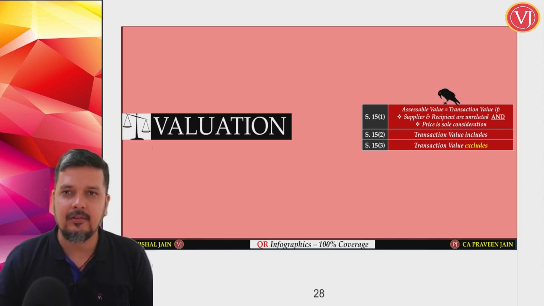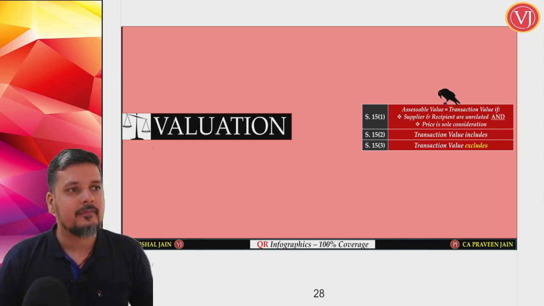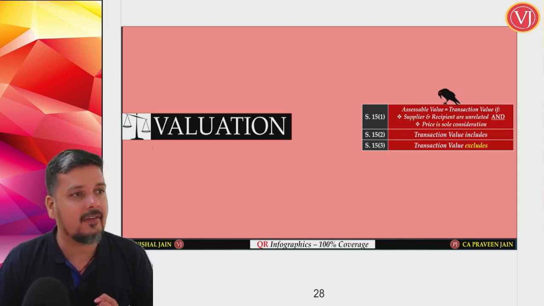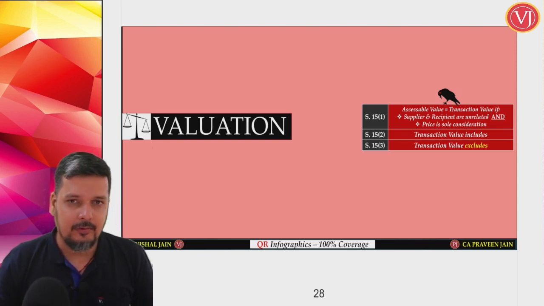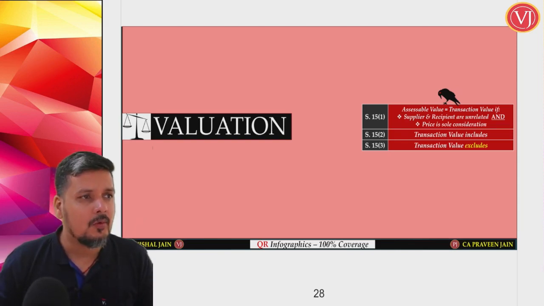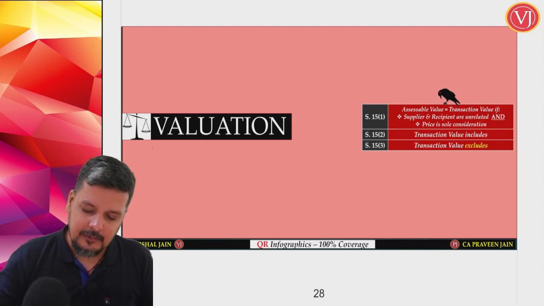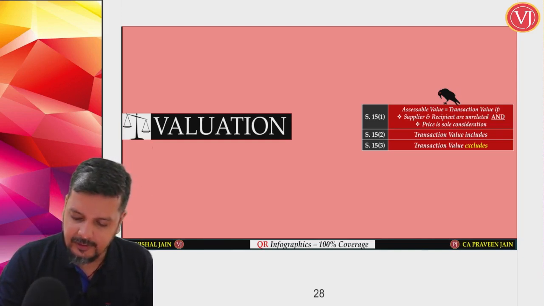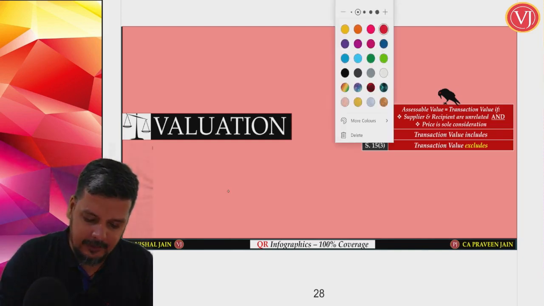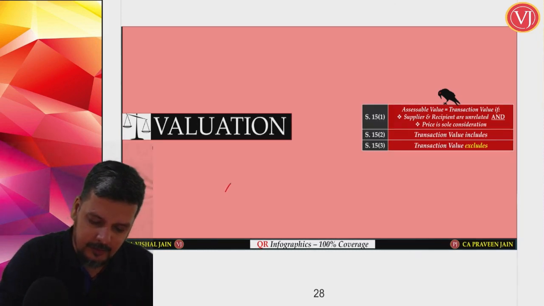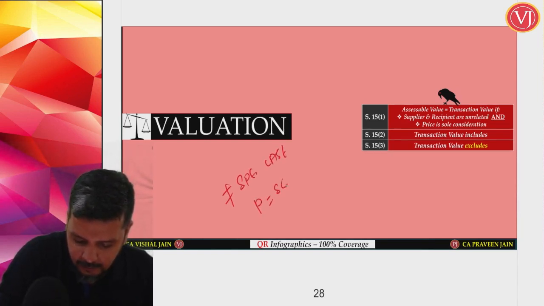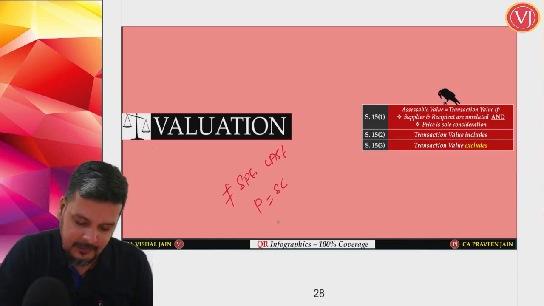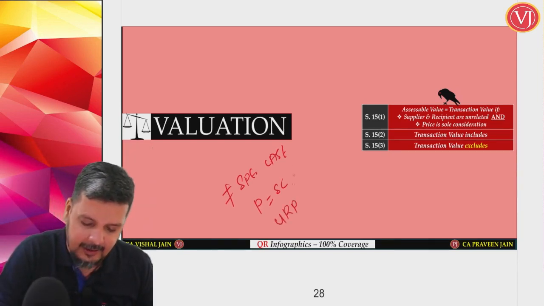What are the conditions? Condition number one, it should not be a special notified case. If it is a special case, go to valuation rules. Condition number two, price should be the sole consideration. So condition number one, it should not be a special case. Condition number two, price should be sole consideration. Condition number three, it should be an unrelated party transaction.